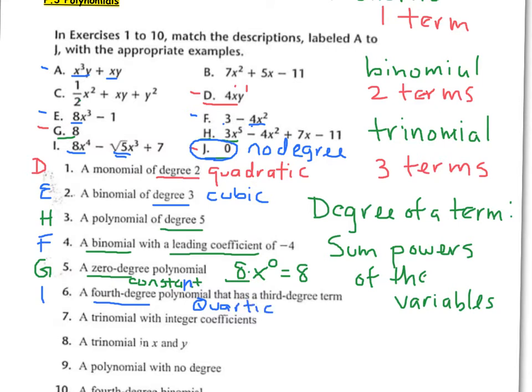Alright. We have number 7, a trinomial with integer coefficients. So we're looking for the polynomials that are left with 3 terms, and that leaves us with C and B. And of course, as we look at the coefficients in C, we can see a fraction, so the trinomial that has integer coefficients is going to be in part B.